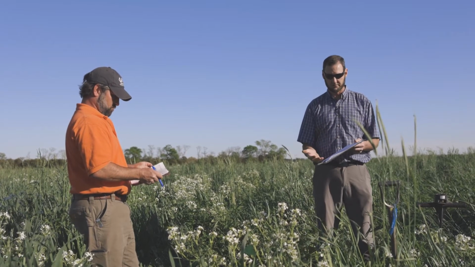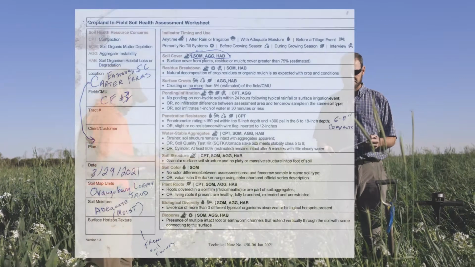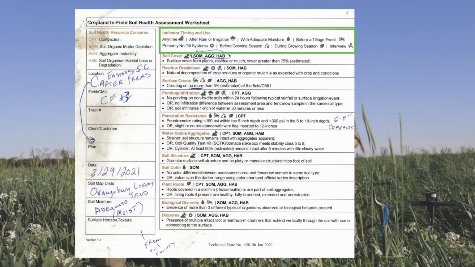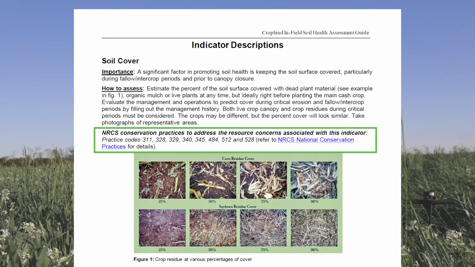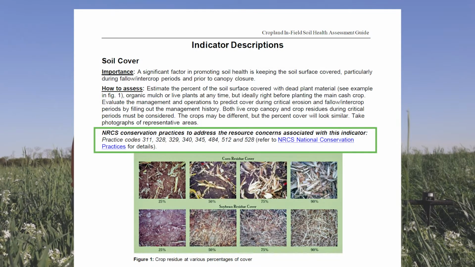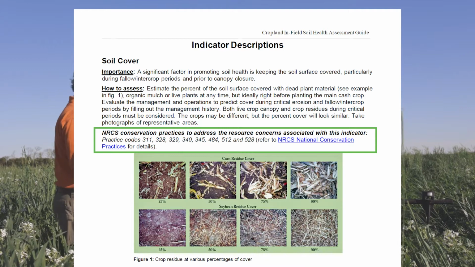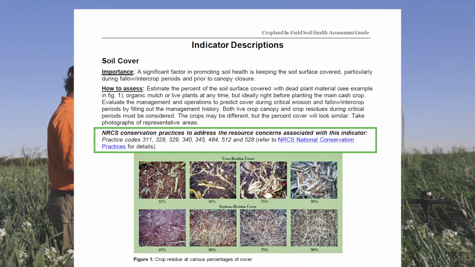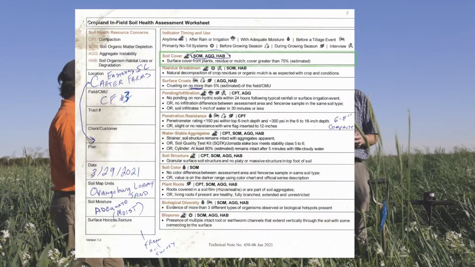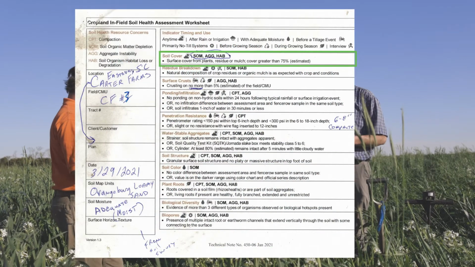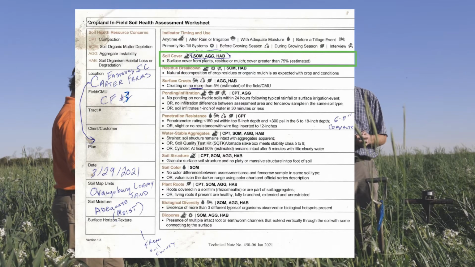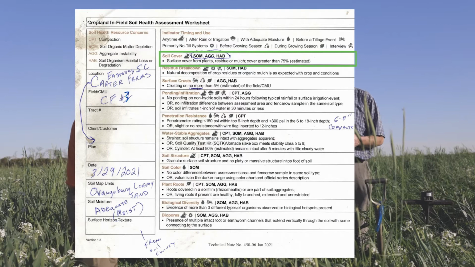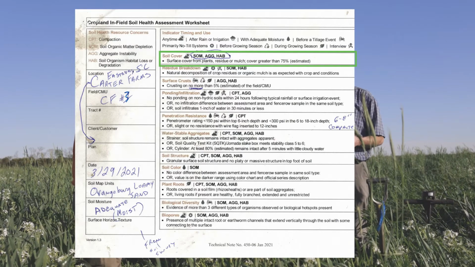The first one is soil cover. Looking at the indicator, timing and use, it shows any time. The potential resource concerns we may be looking for would be soil organic matter depletion, aggregate instability, and soil organism habitat loss or degradation. We've identified the timing and the resource concerns, so we only need to look at the criteria to answer that yes or no question. The question is, is surface cover from plants, residue, or mulch greater than 75%? And it's just an estimate.